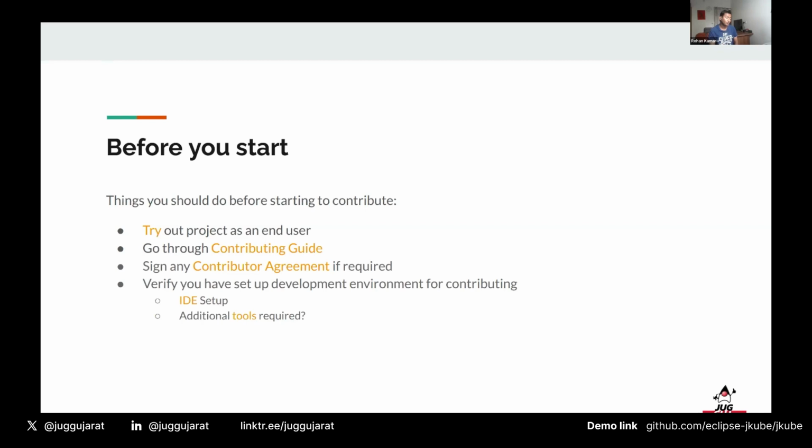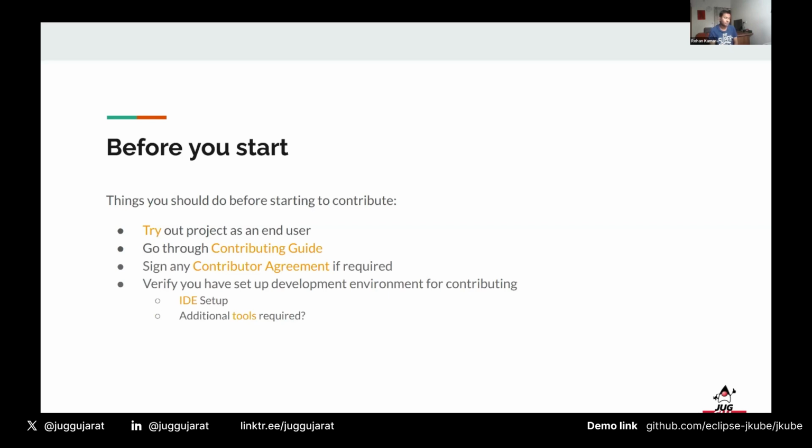Once you have tried out the project, read the contributing guide and signed the license agreements of that specific organization, you can set up the development environment for the project. You can set up an IDE using Eclipse or IntelliJ, and if there are additional requirements for the project, you would need to install those as well. These days there are lots of online coding platforms as well, but I don't know how good they are as of now. So for now, I think you would need to just install them yourself.